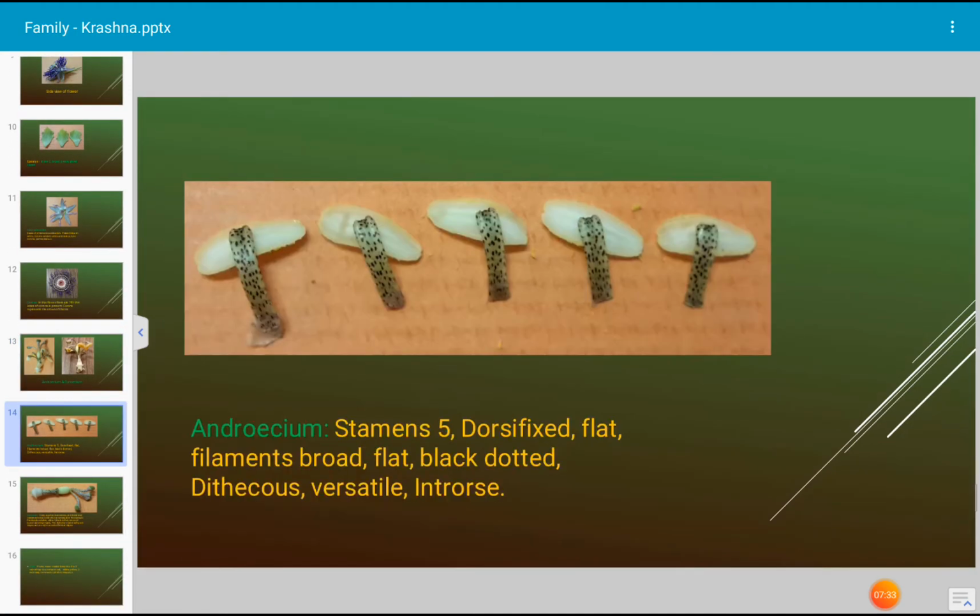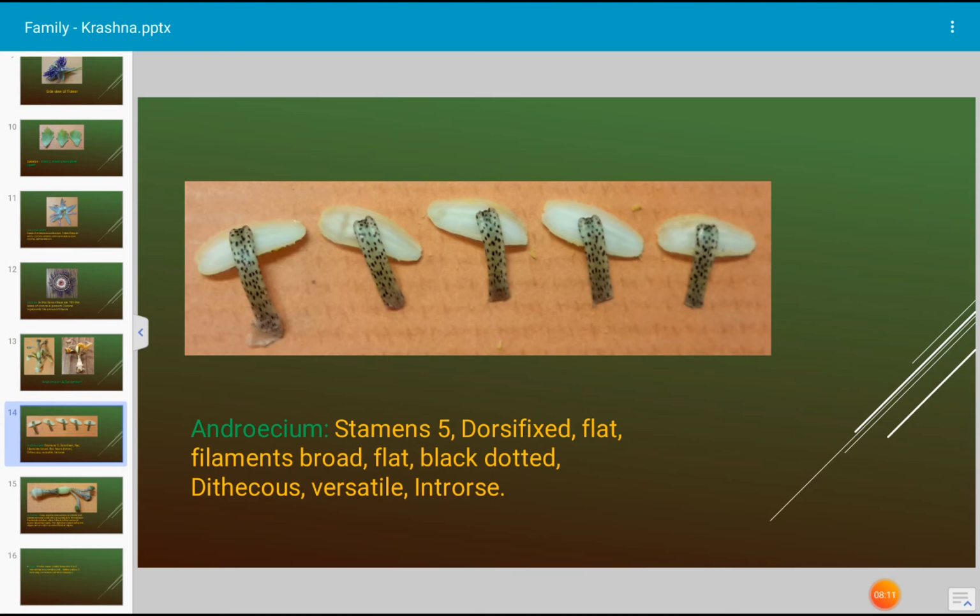Okay, next. These are the stamens. This is the androecium. All the stamens together are known as androecium. Androecium is the male part of the flower. Androecium consists of stamens. Each stamen consists of filament and anther. Filament is a stalk-like structure supporting the anther lobe. And anther is the pollen grain producing part of the flower.